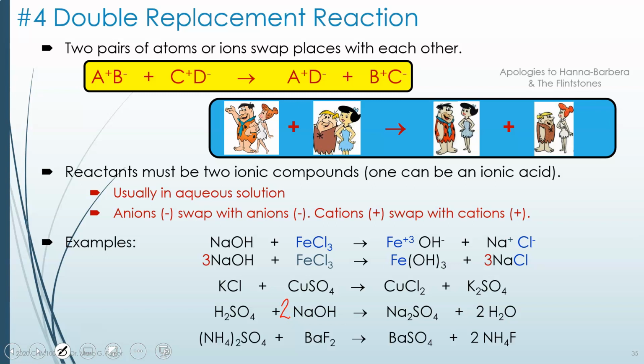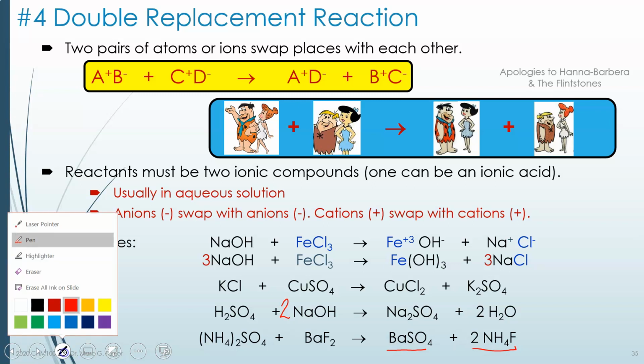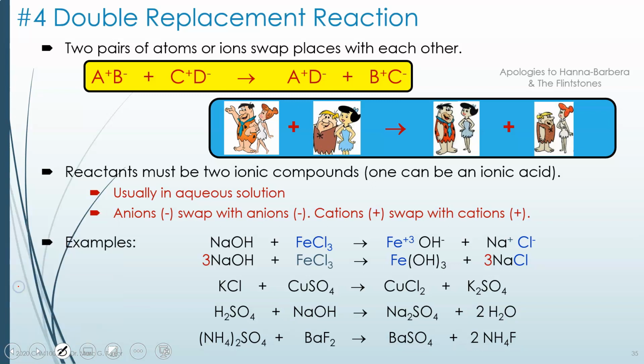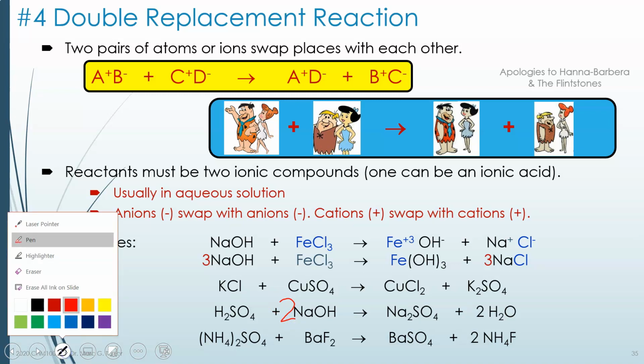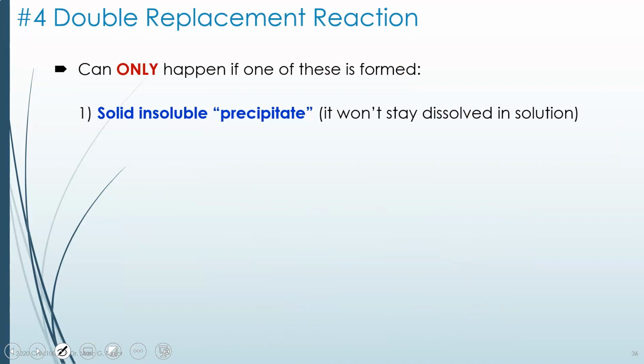So one more example, here's ammonium sulfate. So ammonium is your cation, sulfate is your anion, and it's reacting with barium fluoride. Barium is your cation, fluoride is your anion. They swap partners, and you now have a product of barium sulfate, and you have enough to make 2 ammonium fluoride products. So get used to swapping these partners out. I'm going to leave that there for now, and we'll actually clear that to move to the next slide.